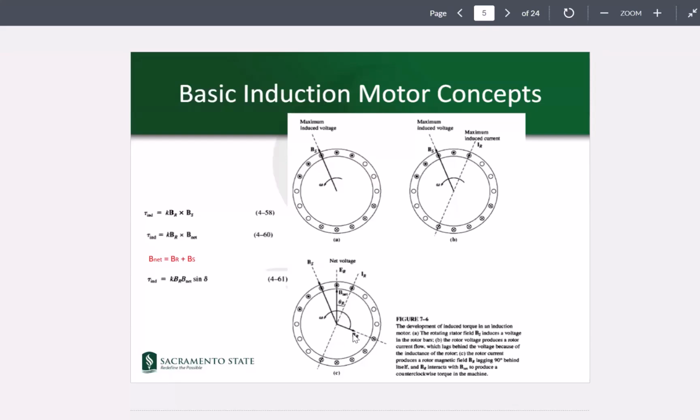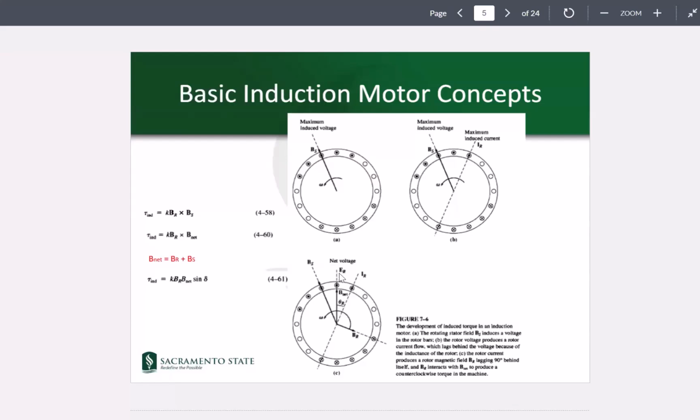Because of that, we have BR, the magnetic field in the rotor. These two together become B net. So B net is the vector sum of these two. And we have basically the angle theta R, which is the angle between IR and ER.